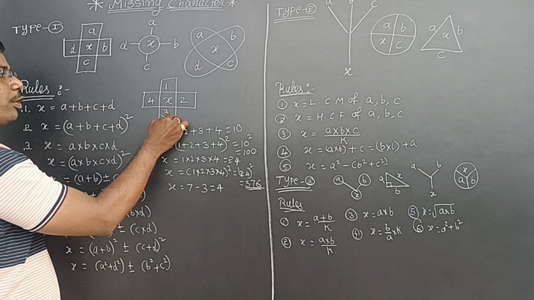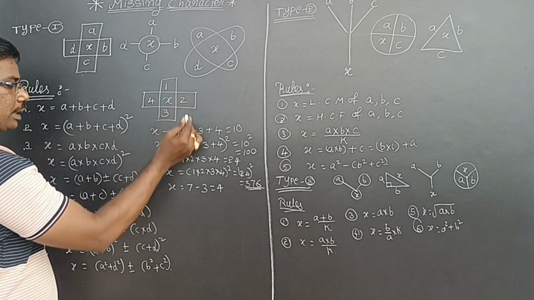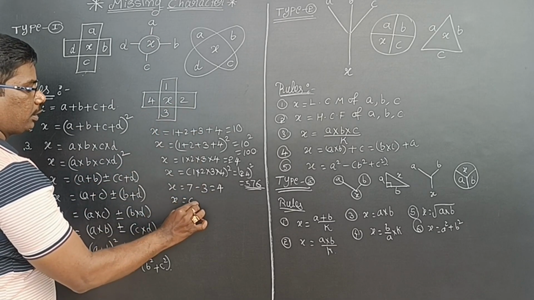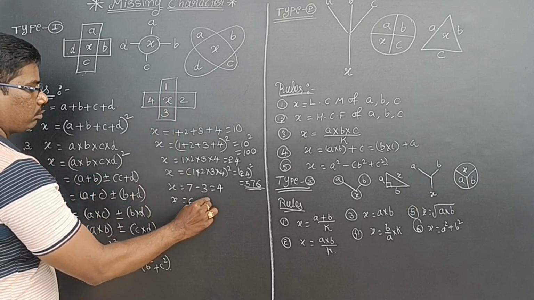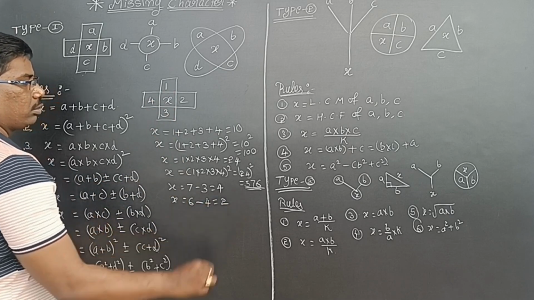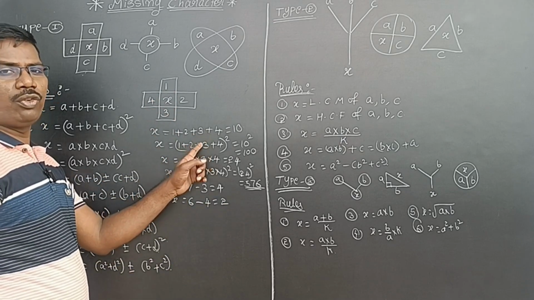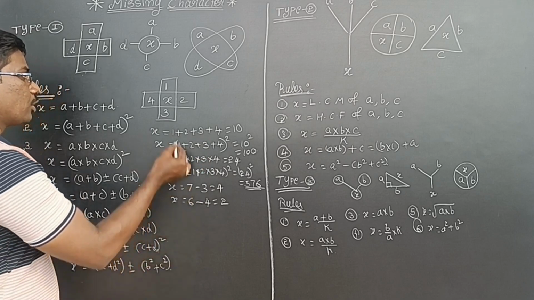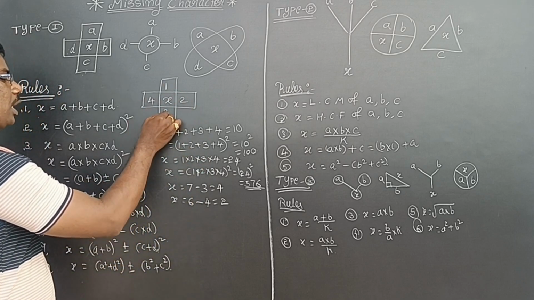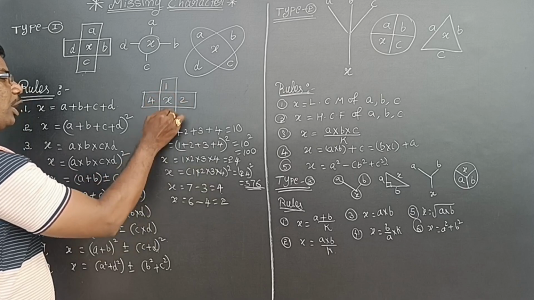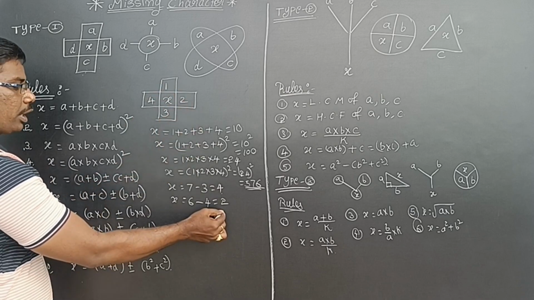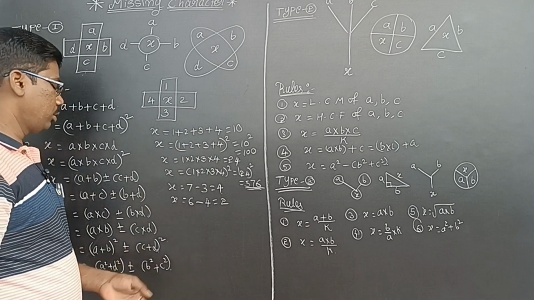So 1 plus 3, 4, 6 plus 2, 6. Means 6 plus 4, that is 2. If you add, you will get 10 because already we have added all numbers, isn't it? So means these two numbers adding, these two numbers adding, that difference you are taking. You may get sometimes like that also. Next.